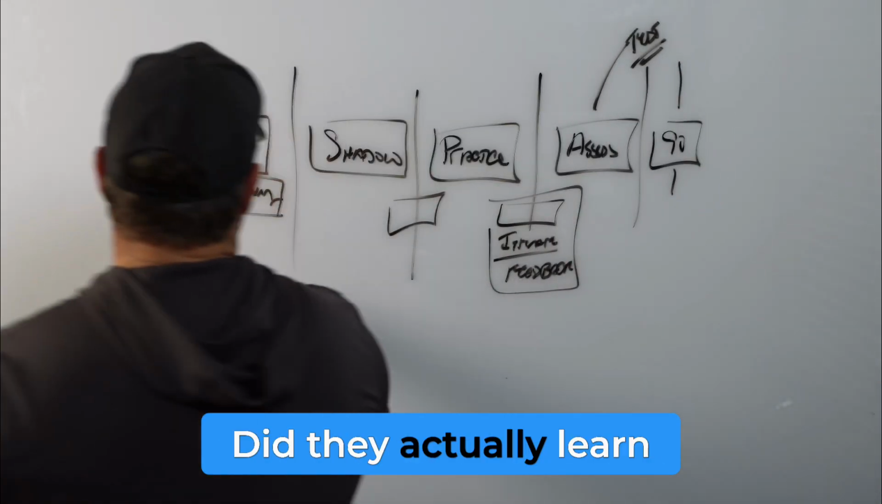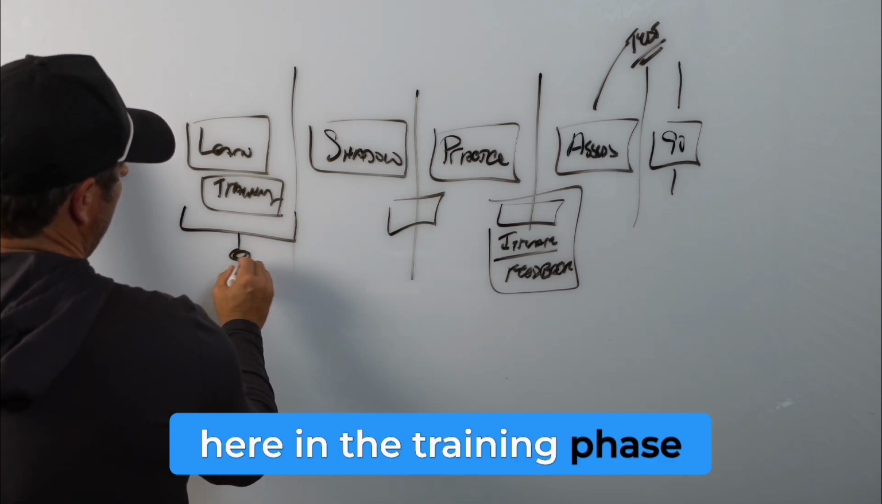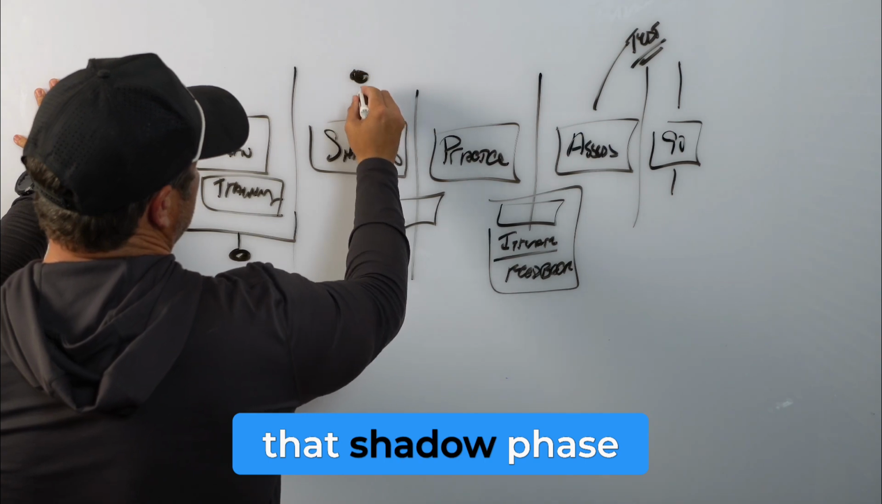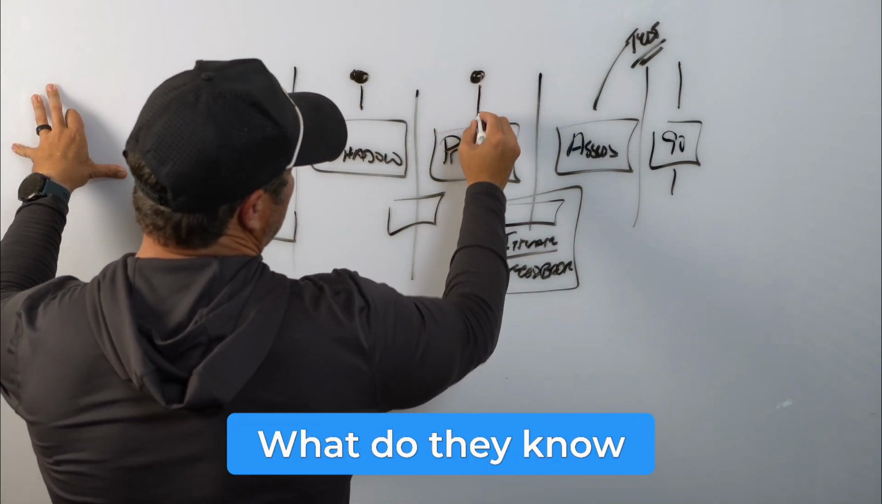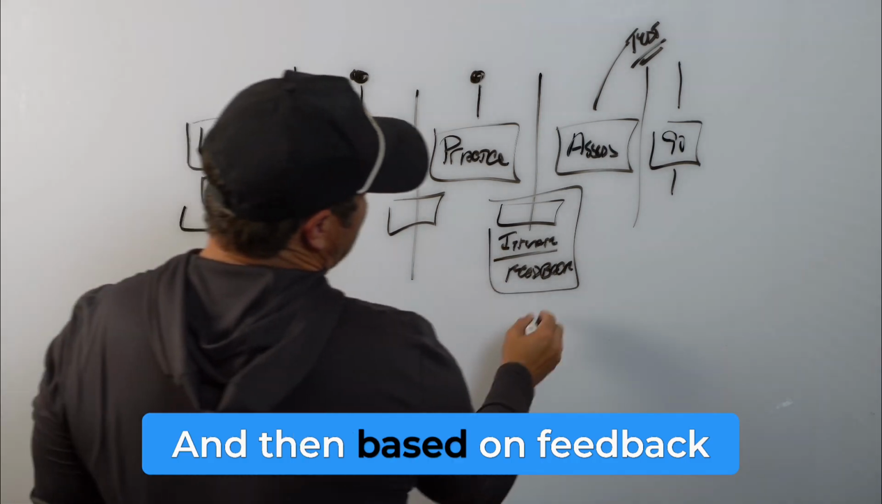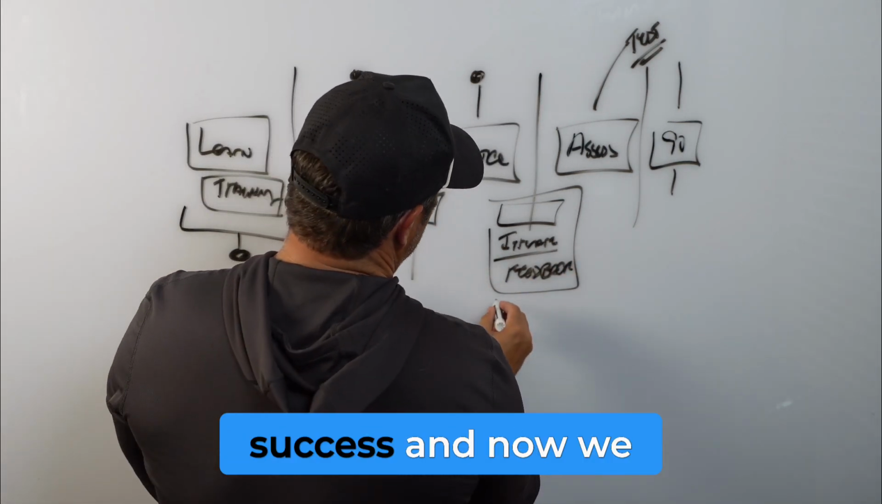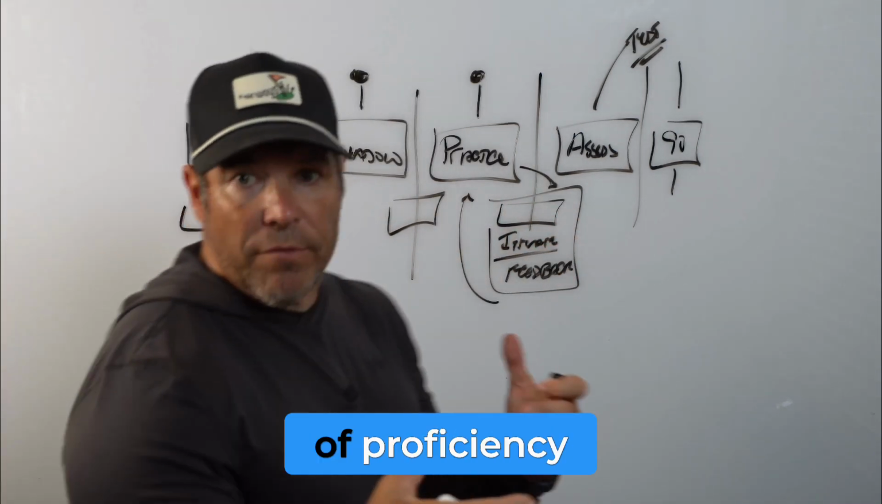Did they actually learn the things that we wanted them to learn here in the training phase? What do we know about that? Can they see those being applied here in that shadow phase? What do they know about that? Can they put that work into practice? What do they know about that? And then based on feedback, are we at a point where they've demonstrated success and now we can get ourselves into a situation where they can show some level of proficiency?